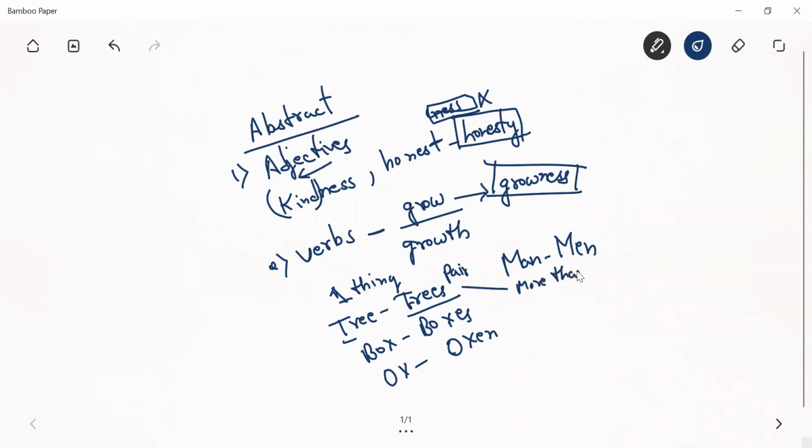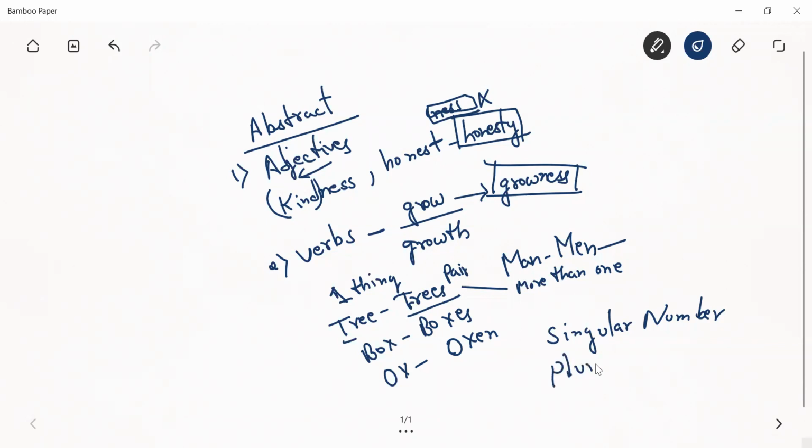Man, men, many men. Now, a noun that denotes one person or thing is said to be in singular number. And a noun that denotes more than one person or thing is said to be in plural number.